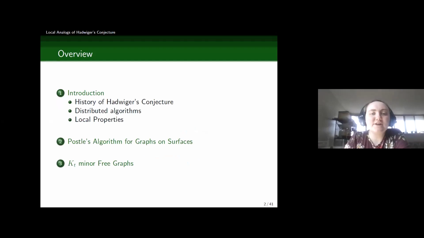So for today, we're going to do first a little introduction, history of Hadwiger's conjecture, which is almost certainly old hat for all of you, but you know, a little overview of distributed algorithms, and then what we mean by local properties. Then we're going to quickly go over Postle's work on graphs on surfaces, particularly the plane, and then use that as a jumping off point to talk about K_t minor free graphs and local algorithms.